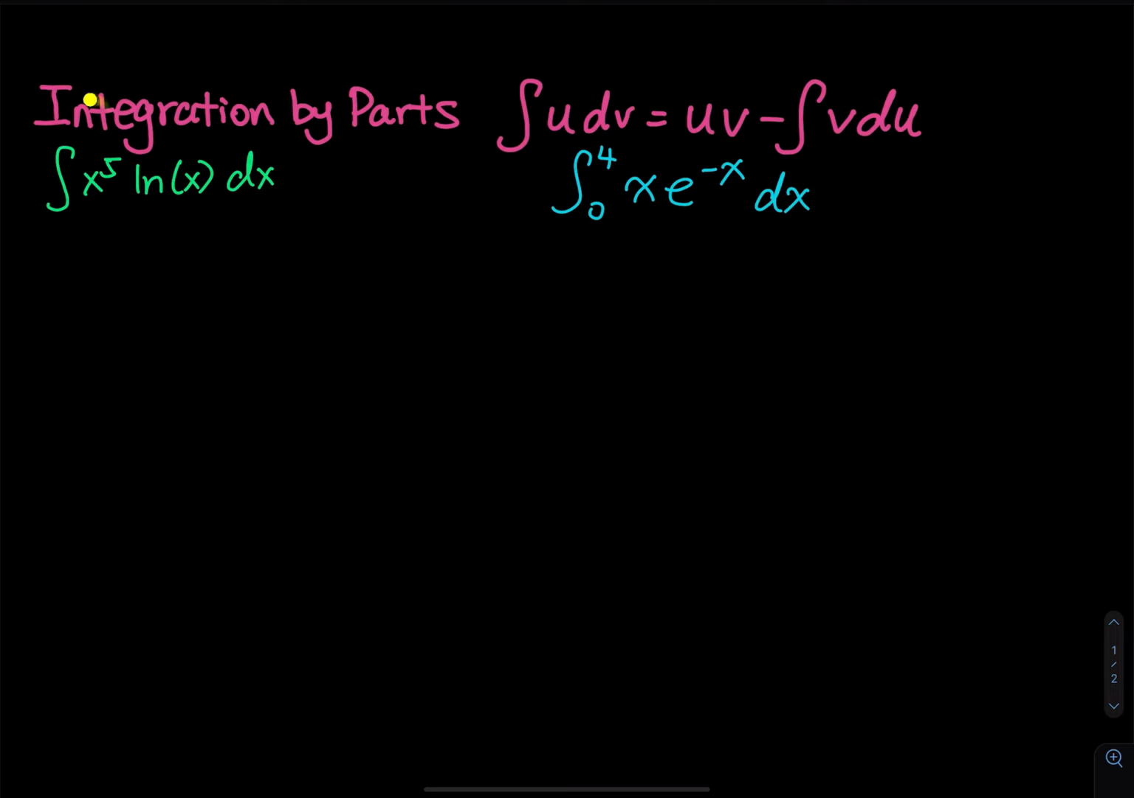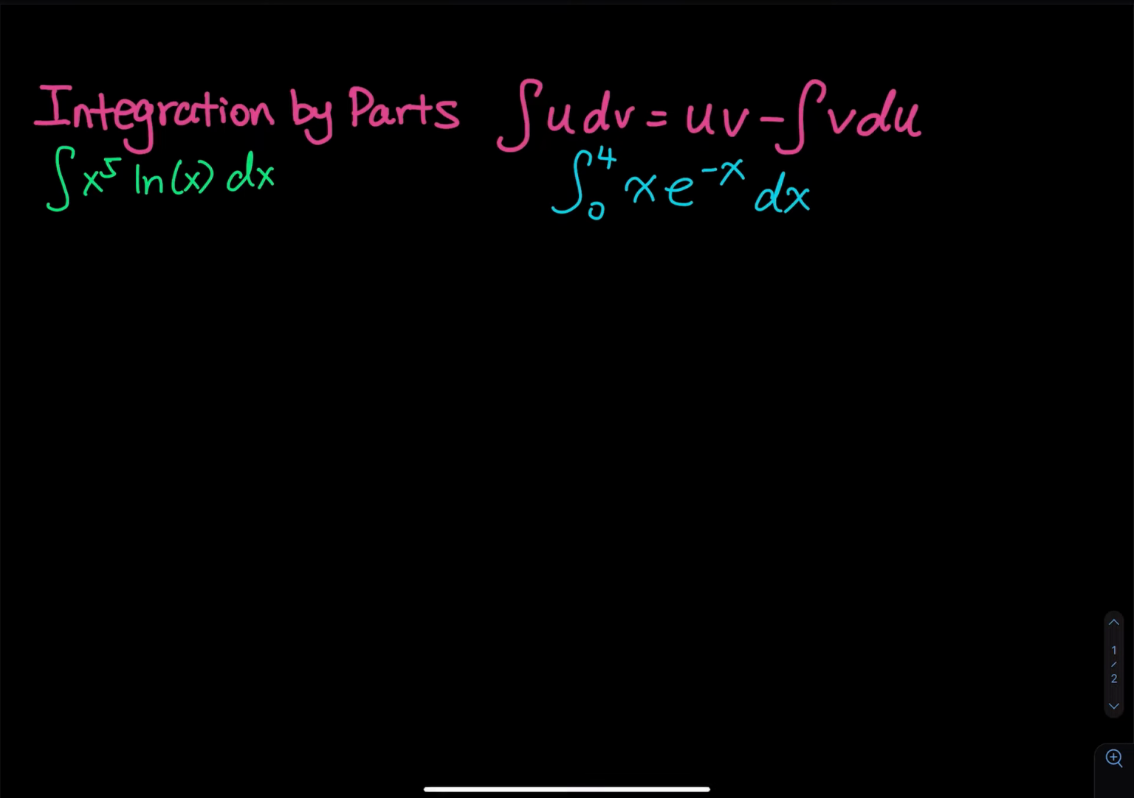So this one is the integral of x to the fifth times ln x dx. If you try to force the u substitution, let me tell you that is not going to work. Even though that makes the integral a little bit easier, you will still have to use integration by parts to solve the problem. So for integration by parts, I wrote this as the integral of u dv equals uv minus the integral of v du.